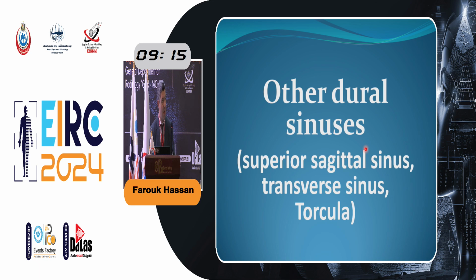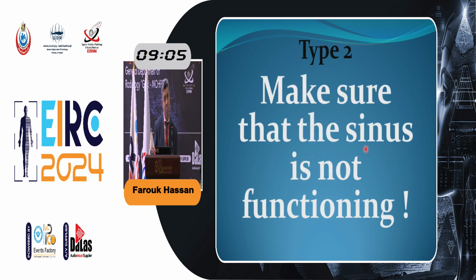So what about other types of dural fistula, not the indirect type carotid cavernous fistula? How do we do it using coils and Onyx in the superior sagittal sinus, in the transverse sinus, in the torcular? So actually it should be type 2. We don't occlude type 1 dural fistula by occluding the sinus completely. It should be type 2, and we have to make sure that the sinus is not functioning. Because if we have a functioning sinus, you cannot occlude the sinus, otherwise you will have a venous infarction. So we have to make sure that the sinus is not functioning.